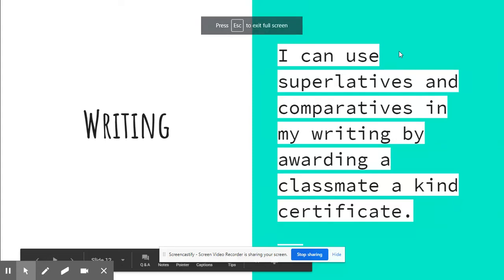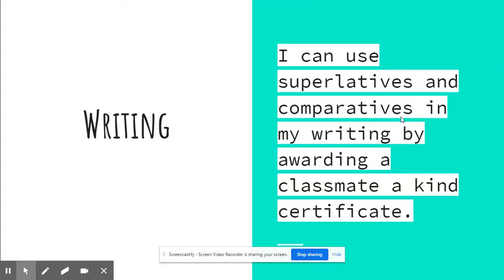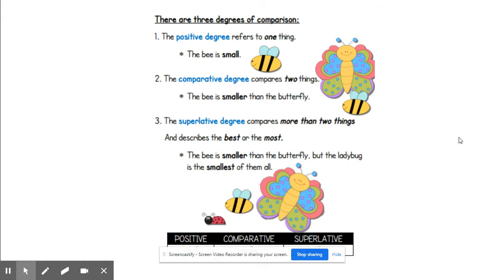Hey friends, in writing today we are going to use superlatives and comparatives in our writing by awarding a classmate a kind certificate. Okay, there are 3 degrees in comparison. The positive degree refers to one thing, so the bee is small. We're only referring to the bee. But a comparative degree is when we compare two things.